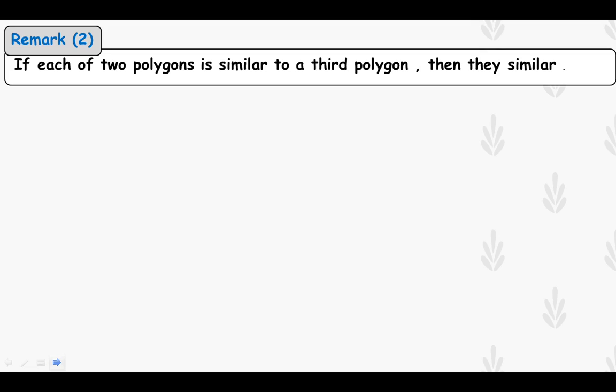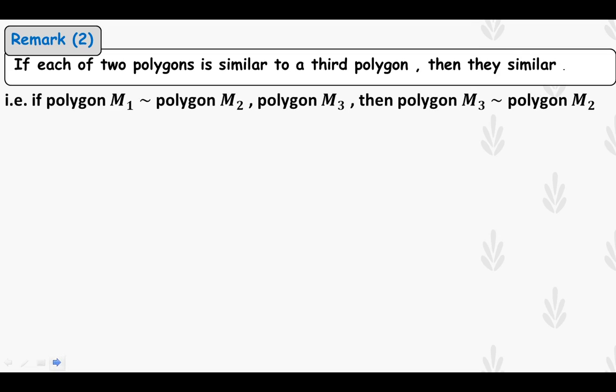Okay? If each of two polygons is similar to a third polygon, then they are similar. Here, if polygon M1 is similar to polygon M2 and polygon M3, then M3 and M2, the two polygons, are similar. Okay? And this is a very important remark.